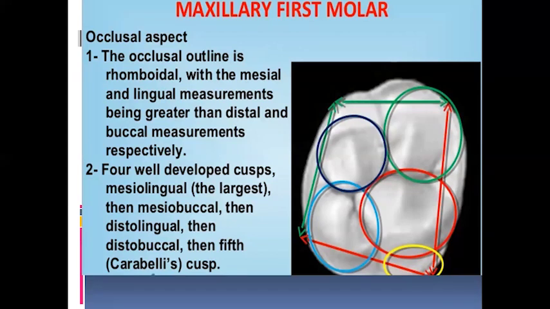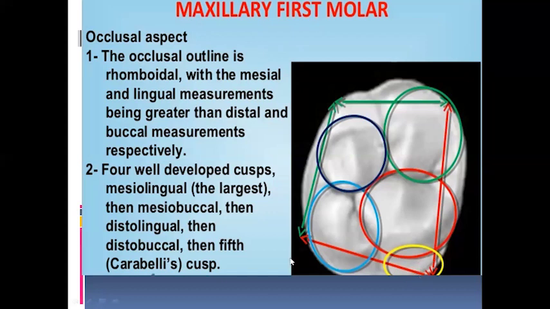Four well-developed cusps. Mesiolingual, this is the mesiolingual cusp, is the largest cusp. Mesiobuccal is the second largest cusp. Third is the distobuccal, and fourth is the distolingual cusp. And then the fifth cusp is the cusp of Carabelli. This is the cusp of Carabelli.